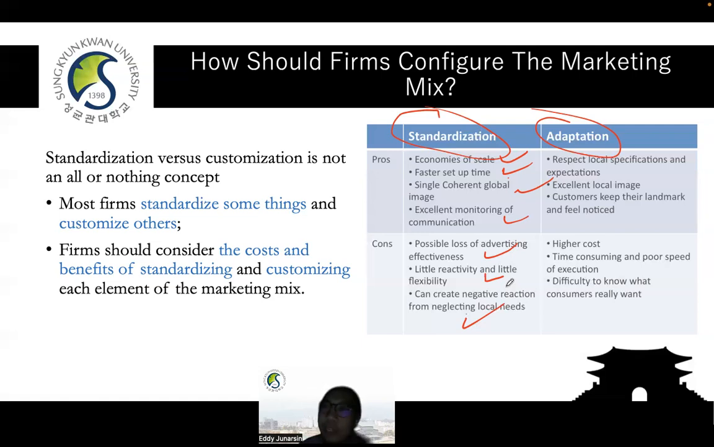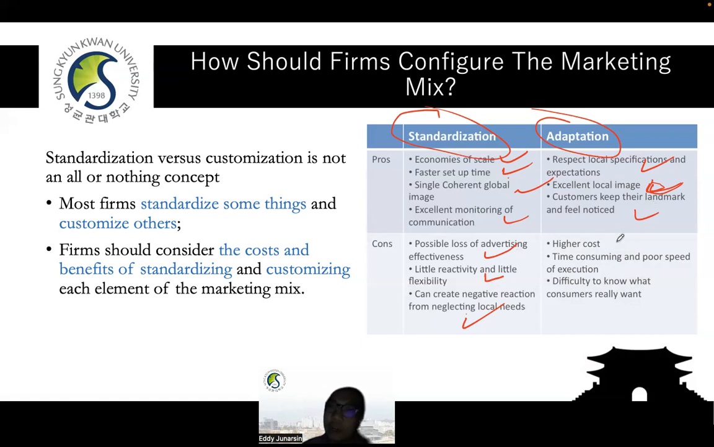And then adaptation here, I think is the opposite situation. See the pros: we respect the local specs and expectations. Local image would be substantiated, an excellent local image, and customers could keep their landmark, and they feel attended, noticed, embraced in the marketing effort.